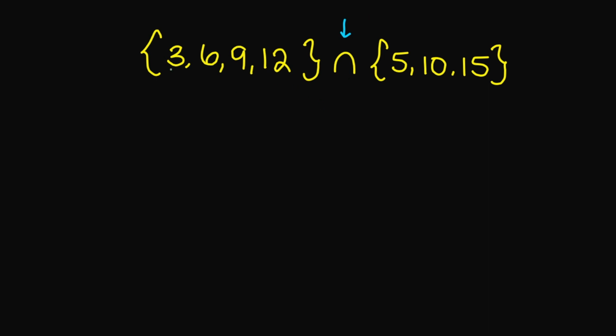So if I'm looking, I see I have a 3 here. I do not have a 3 in my other set. So let's go to the next one. My 6. Nope, I do not have a 6 in my second set. My 9, it's not repeating. I do not have that in my second set as well. And then my 12, I also do not have that in my second set. And I don't have 5, I do not have 10, and I also do not have 15. So in this example here, because we are supposed to find the intersection between these two sets, I do not have any numbers that are common in both these sets. So my answer here is going to be an empty set.